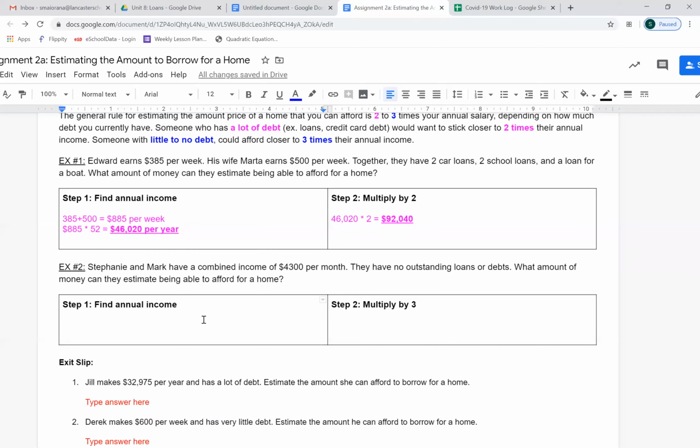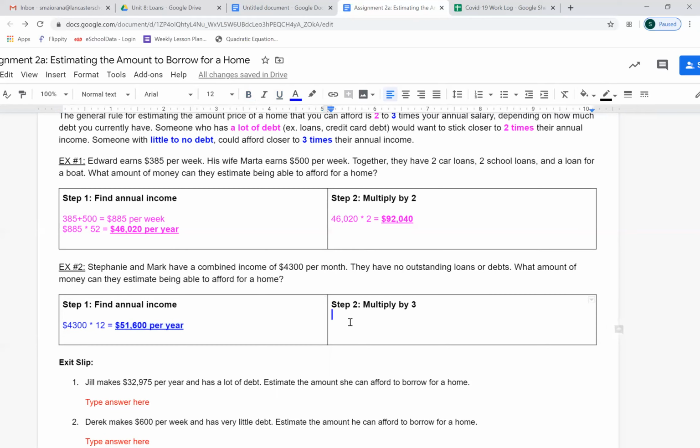Now I already know their combined monthly income is $4,300. So I want to take that combined monthly income, and to figure out what that's going to give them in a year, I'm going to multiply it by 12, because there's 12 months in a year. So when I punch that in the calculator, I get $51,600 per year between the two of them. So that's their annual income number.